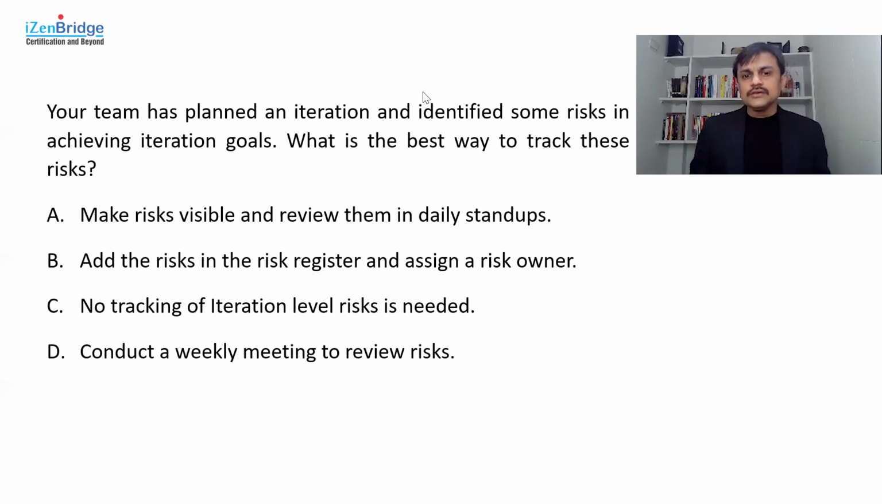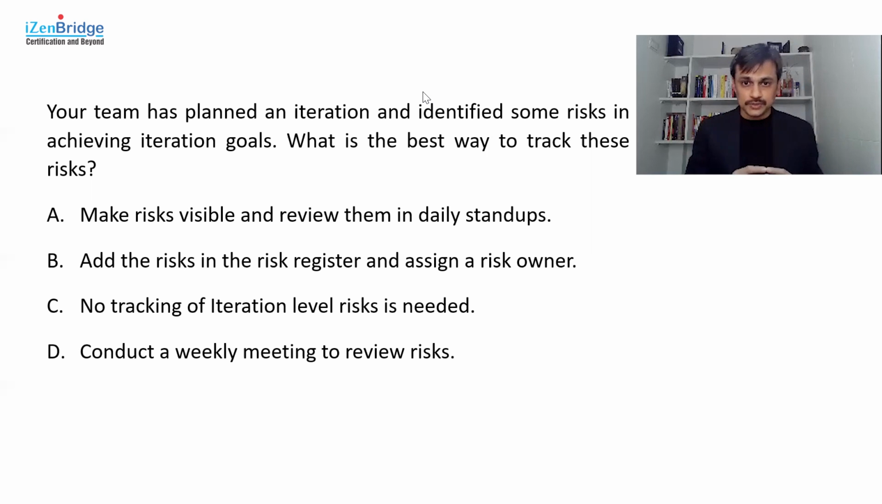Option D: conducting a weekly review meeting to review the risks. We already have a sufficient number of meetings built into the system when we work in the agile way. Adding another meeting is possible, but for that you need to have solid reasons. It's possible that through the retrospective meeting you see a trend and realize that we need a separate risk meeting, you can do that, but it should be avoided till the time you have a real need of it.